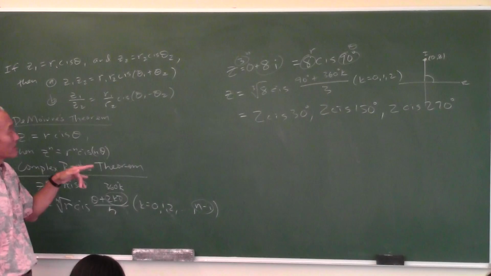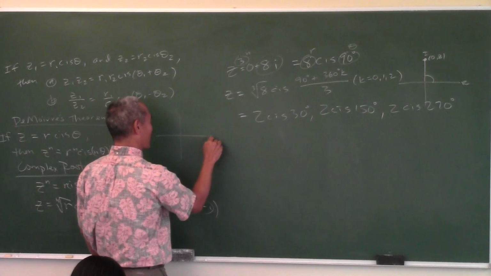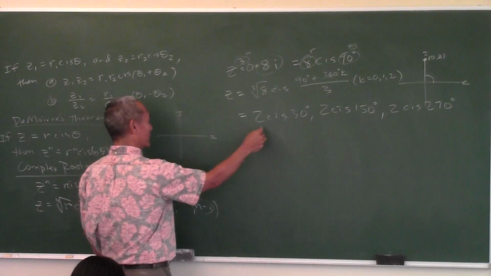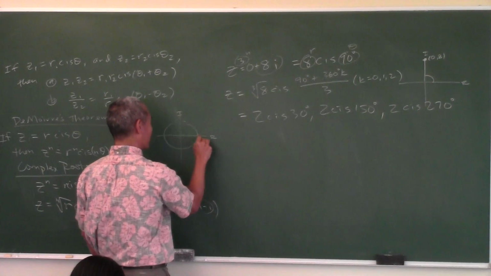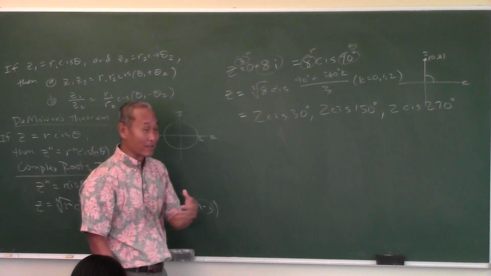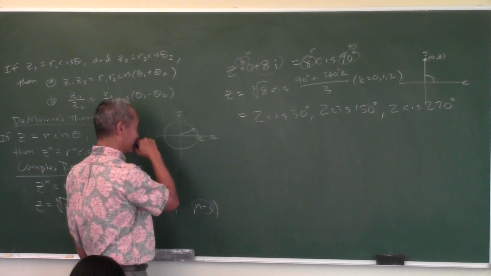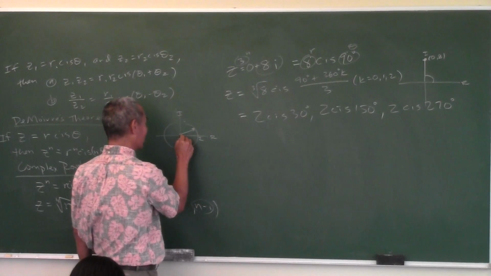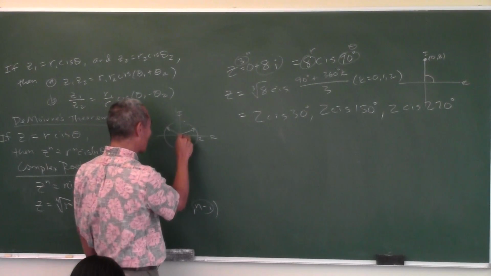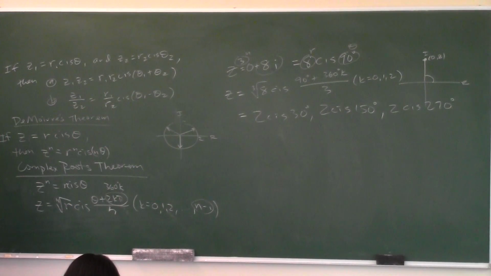Now, I want you to notice something. If I were to graph these 3 answers, let's say you have a circle of radius 2. How do you graph this? Remember, a complex number is a vector. You make it 2 units long, making a 30-degree angle. How do you graph the second one? Like that. And then the third one, like that. What do you notice about the 3 answers? They're equally spaced apart.